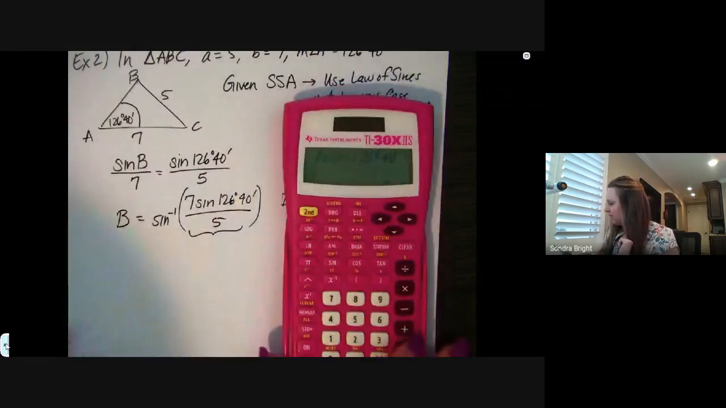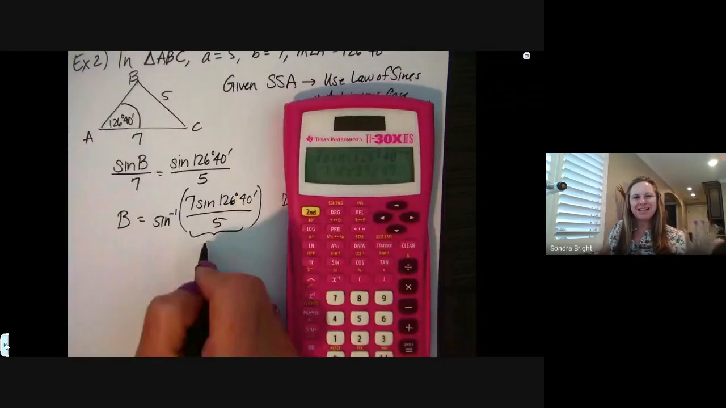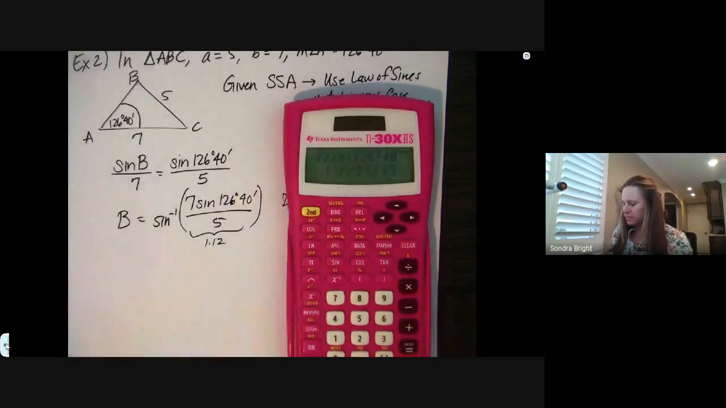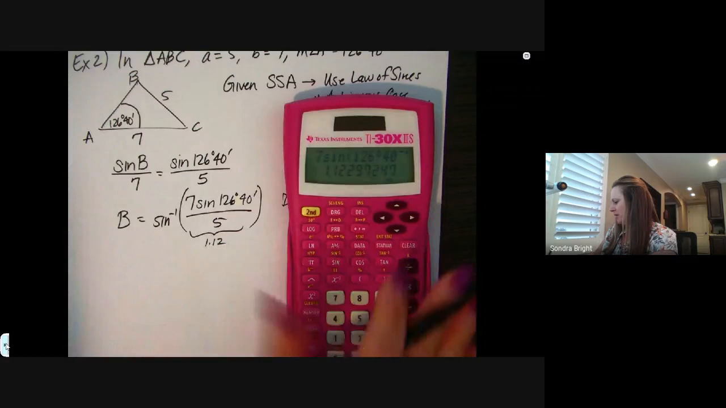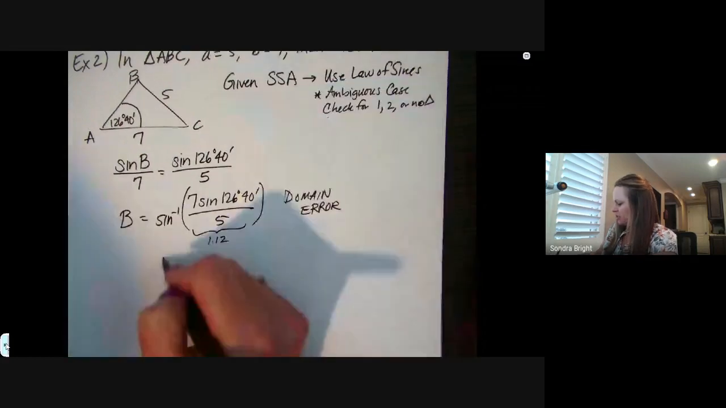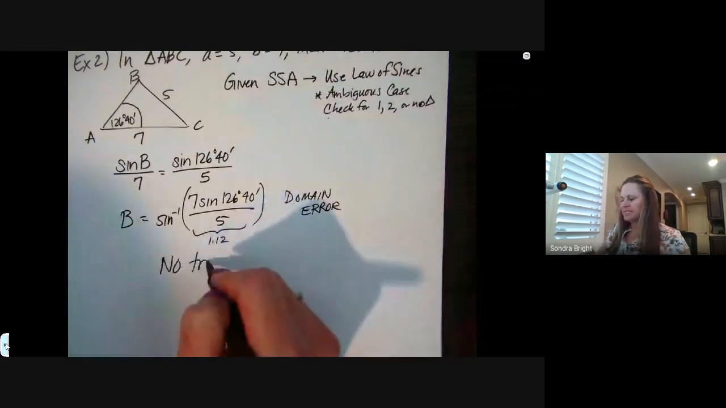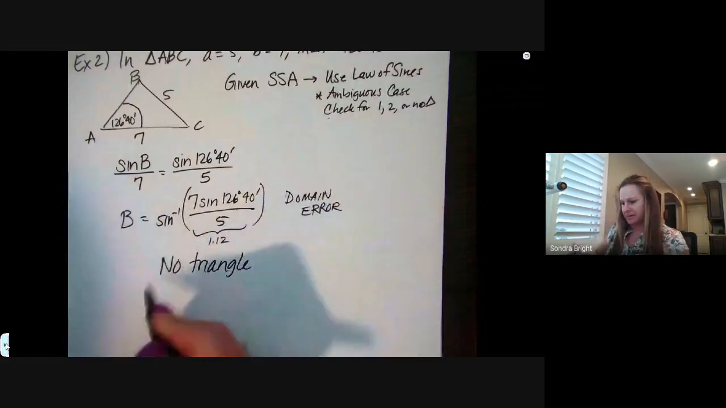That is 1.12. And you remember how sine of an angle has to be between 1 and -1? So that's what's giving you your domain error. And so what does that mean? No triangle exists with this given information. The sides won't match up and actually connect a triangle.